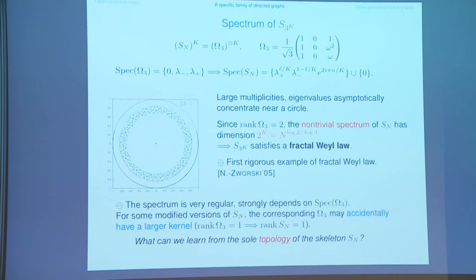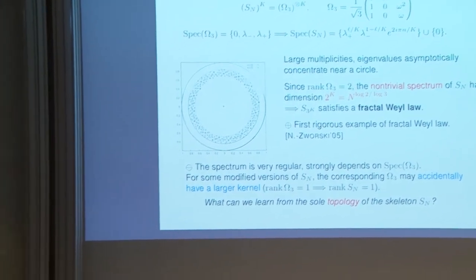On the other hand, the spectrum is very regular. It's given by this expression. So you see, it's not like a random type of spectrum like we had before, and it depends very strongly on this small matrix here. Thanks to this tensor product structure, which is very rigid, it boils down to computing the eigenvalues of a 3x3 matrix. So it is not very generic in our settings.